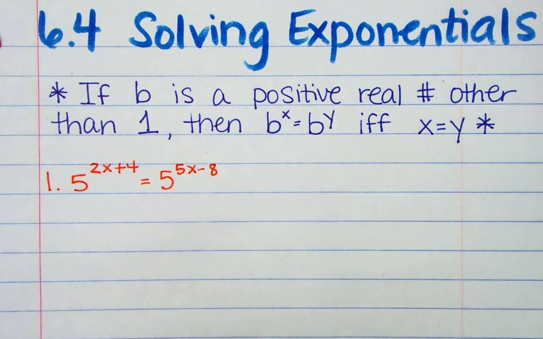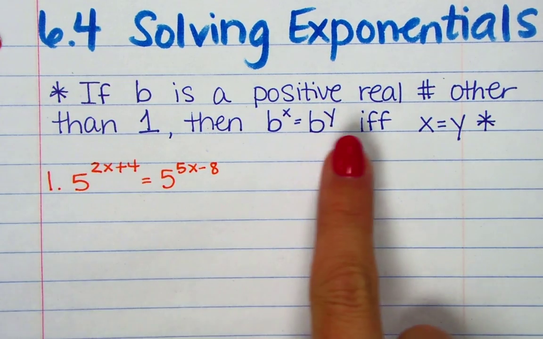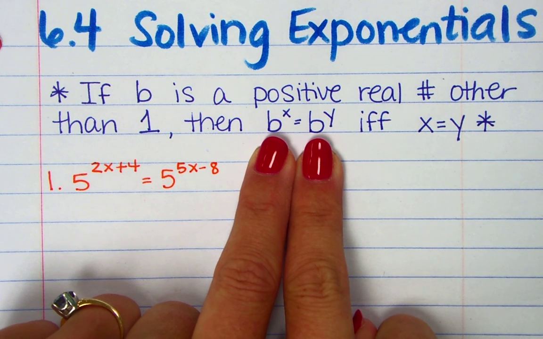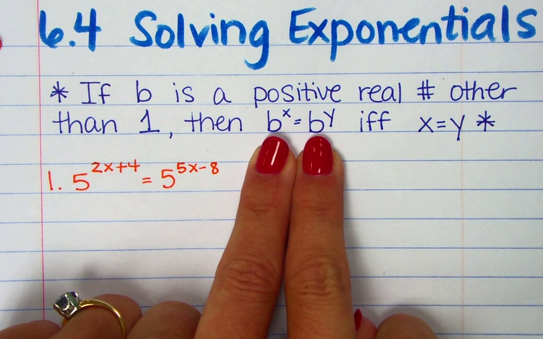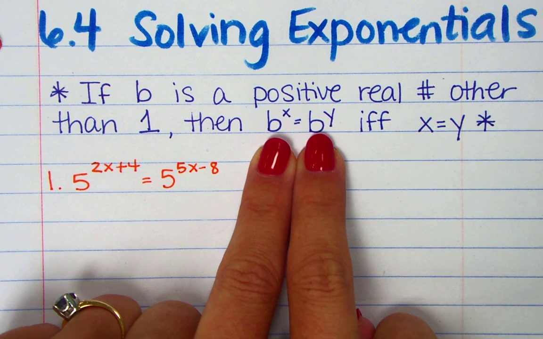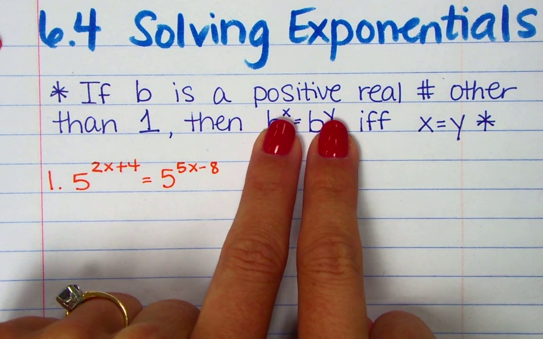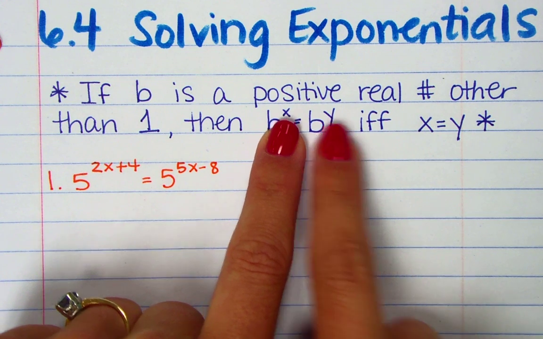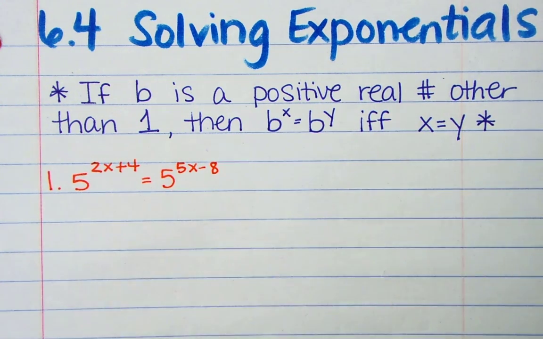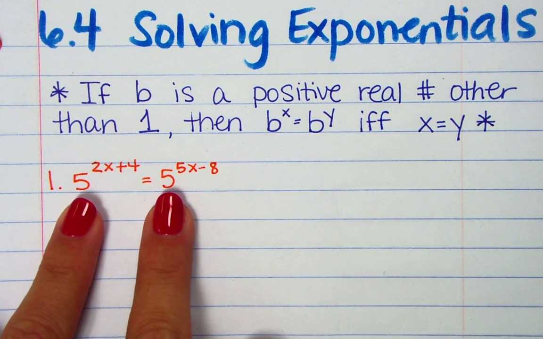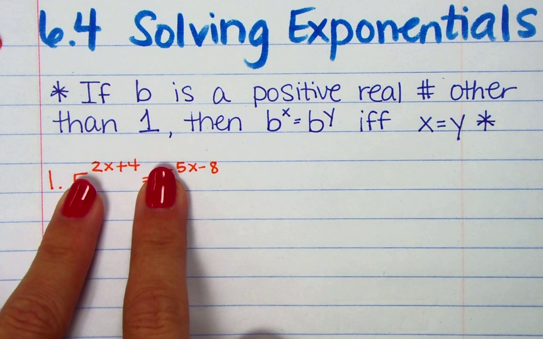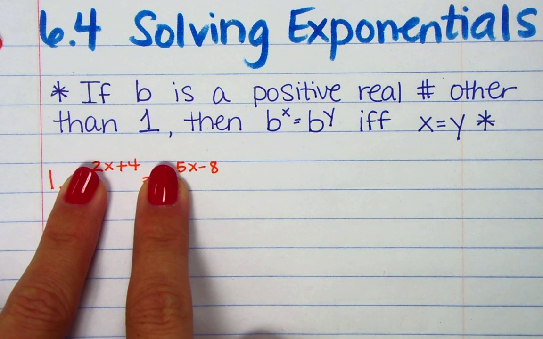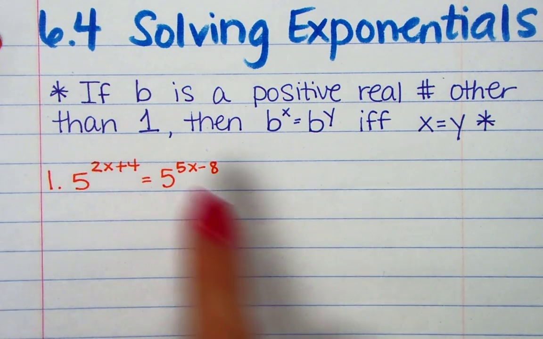Okay, so what this is saying is if you have the same base on both sides of the equals, okay, b and b, then you can set the exponents equal to each other. If the bases are the same, then you can set x and y equal to each other. So like in this problem, we have the same bases, right? Both 5. So in order to solve for the exponent, we can ignore the bases and just set the exponents equal to each other. Right?